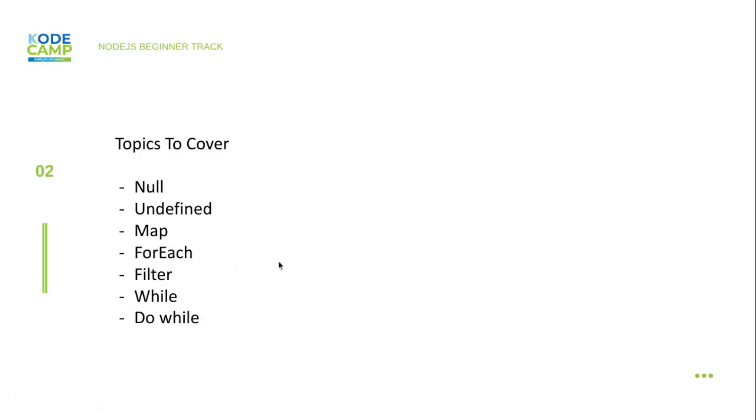Then after filtering, I would also explain again how for loop works. Then we'll look at while loop and do while loop and what's the difference between while loop and do while loop, okay? So those are what we are going to do. All those we are going to do today. Okay, so let's start with null and undefined, right?